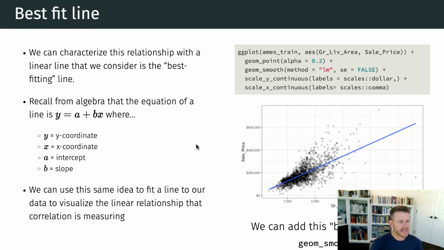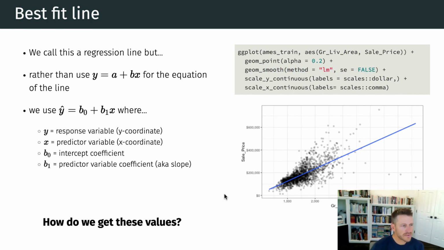Well, we can use the same idea to fit a line to the relationship between our two variables, right? And we can actually do this directly in R by adding this geom_smooth. Here we add this linear line that is modeling the linear relationship between these two variables, right? Now, we actually call this a regression line. And behind the scenes, what geom_smooth is doing is computing linear regression, or applying a linear regression model, to get the necessary information to create this line.